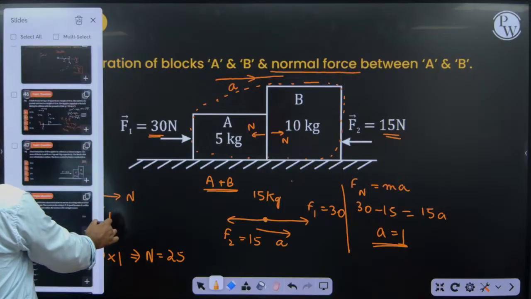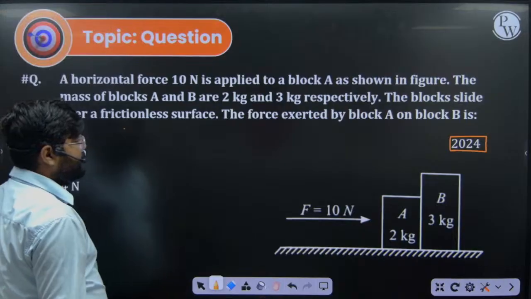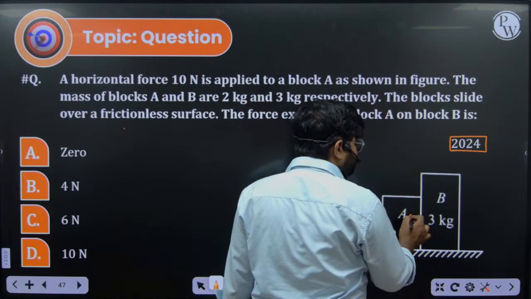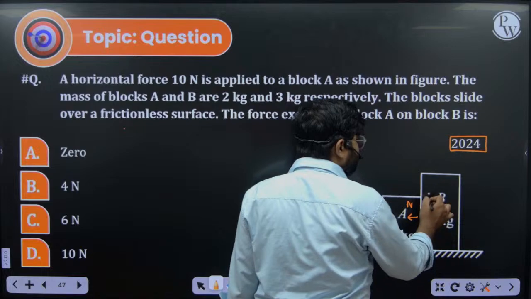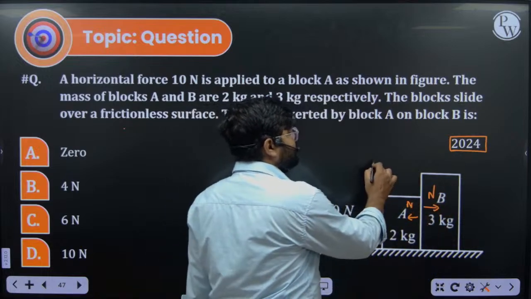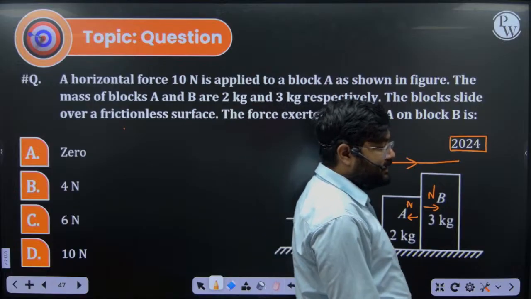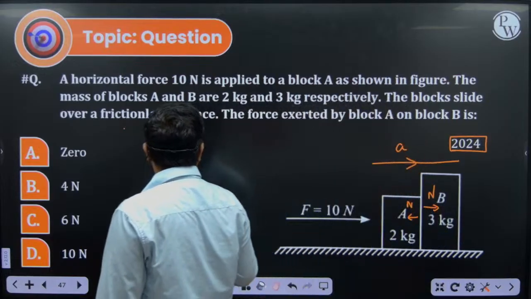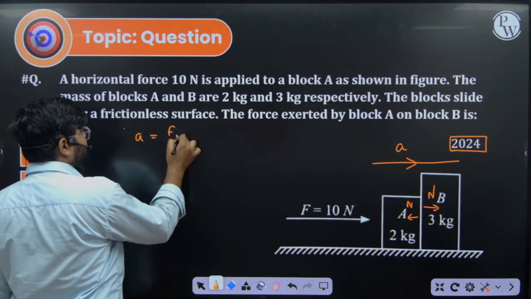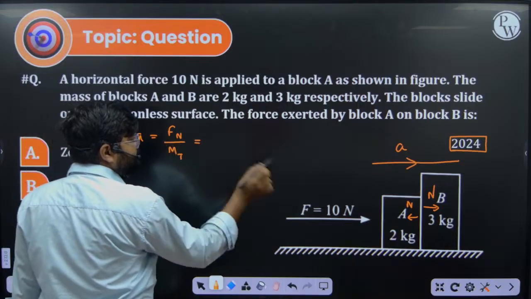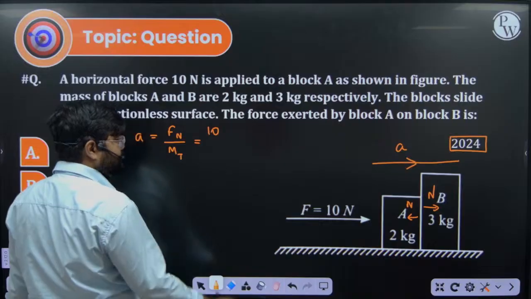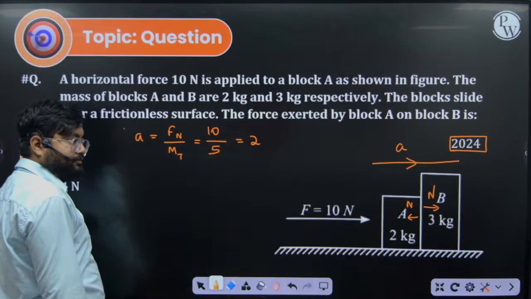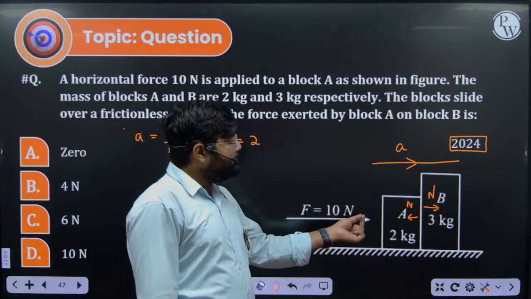Anyways, coming back to the question. We have to find the force exerted by A on B. So we have to find the normal reaction. This will exert a normal like this. This will exert a normal like this. We can find the acceleration directly by taking it as a system, right? What will be the acceleration here? Acceleration is net force by total mass. Net force acting is 10 because normal is internal force, we'll not consider it. Mass is 5, acceleration is 2, right?